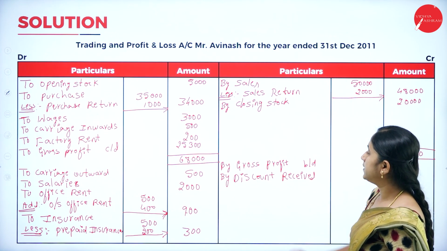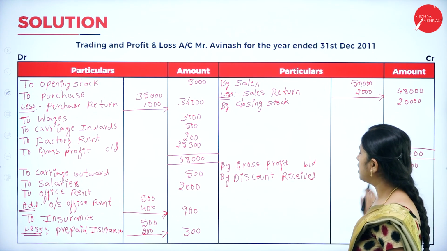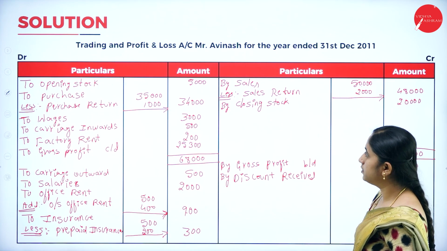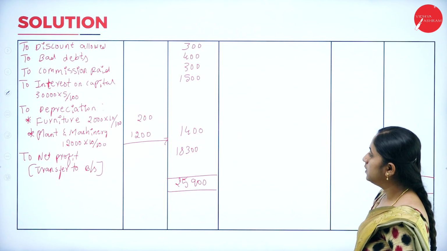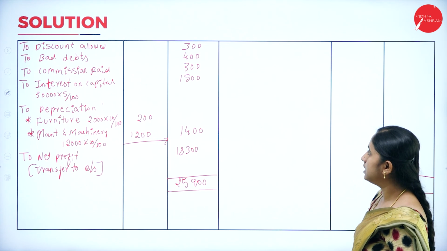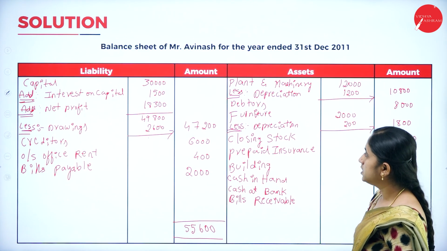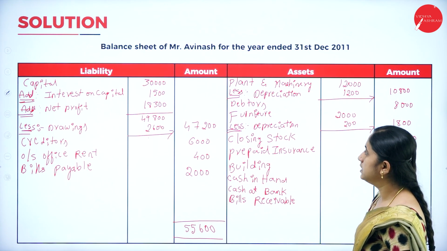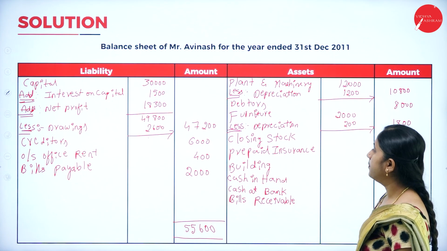Then the solution: trading and profit and loss account. Gross profit 25,300 should be brought down to the profit and loss account. Then in the balance sheet, we will get net profit rupees 18,300. It should be transferred to the balance sheet and added with the capital.